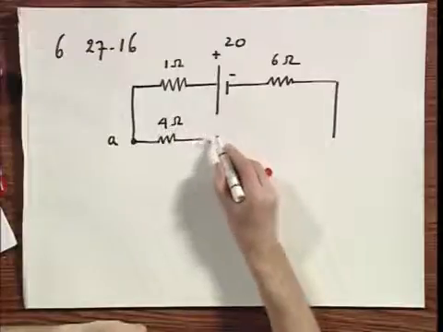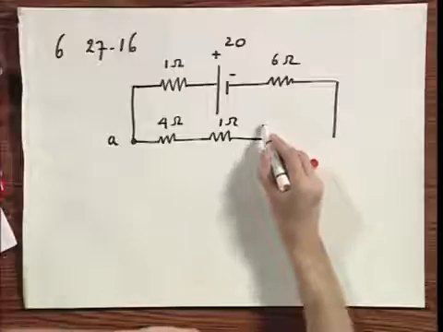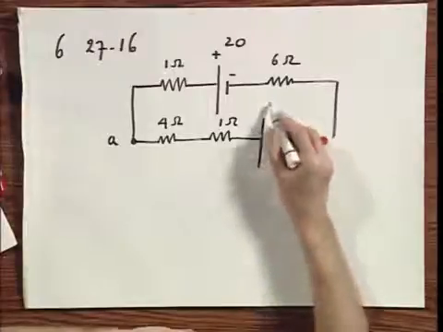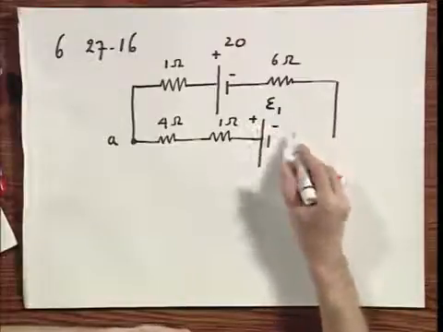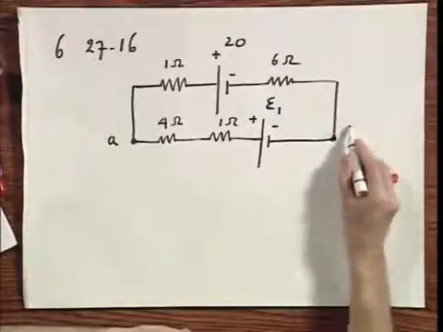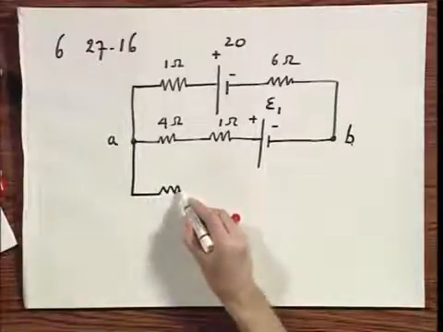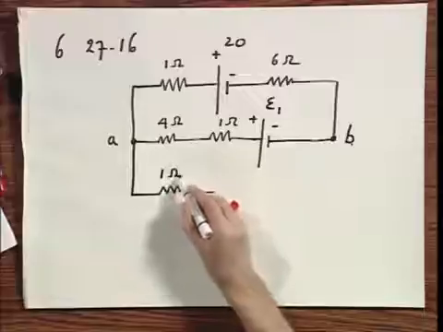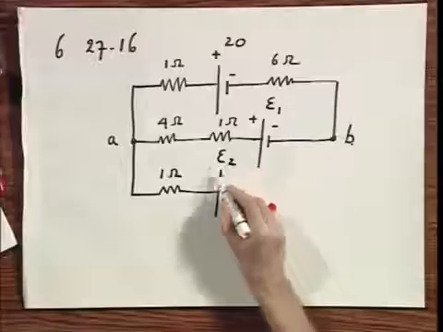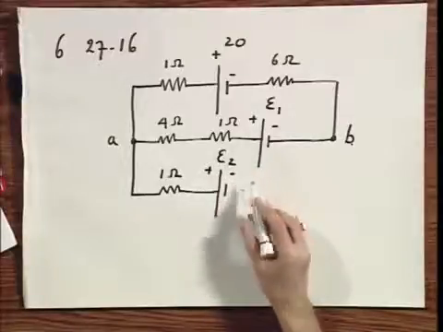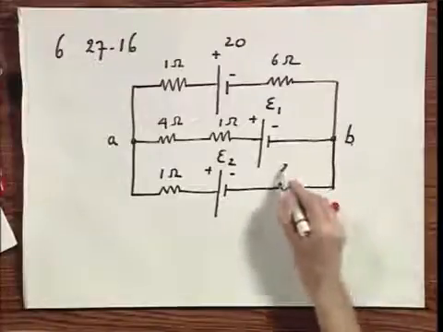Here is a resistor, 4 ohms. Here is a resistor, 1 ohm. Then there is a battery of which we do not know the EMF. We call it E1. This is the plus side and this is the minus side. Goes to point B. But that's not all. Here is a resistor, 1 ohm. And then there is another battery of which we do not know the EMF, E2, plus side, minus side. And then there is here a resistor, 2 ohms, and that is it.